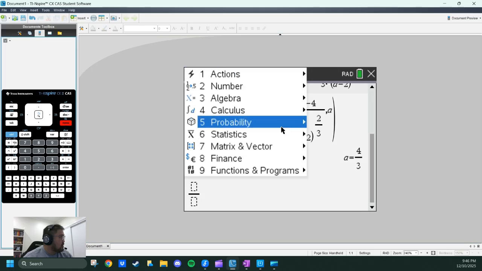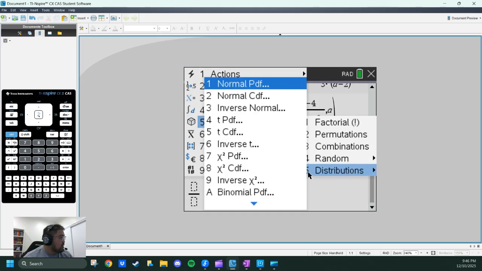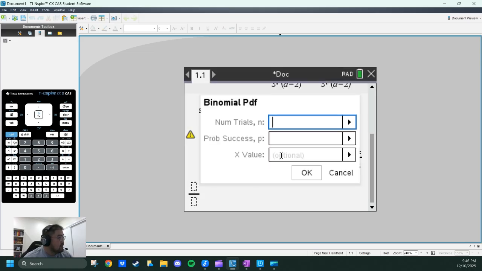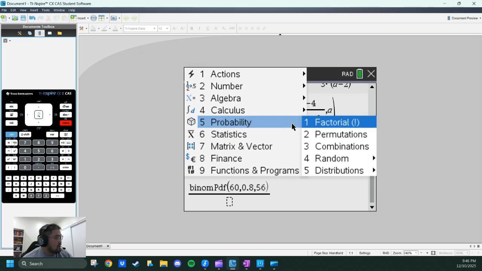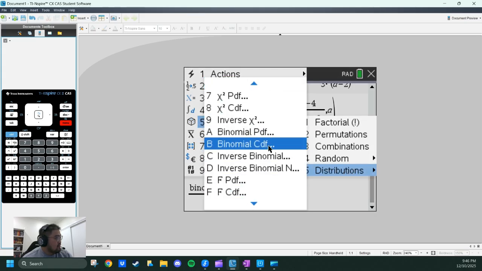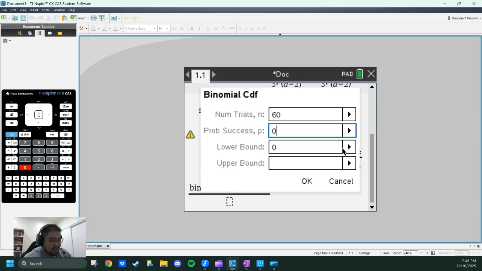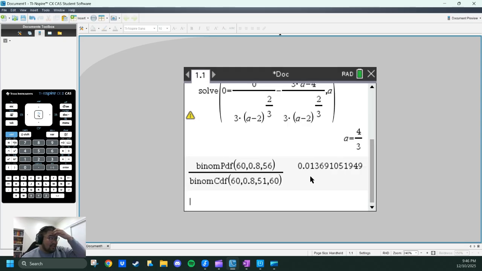Okay, this is menu, probability, distributions. We're going to use binom PDF for the first one. The number of trials is 60. The probability of success is 0.8. And the x value that we want exactly is 56. And the bottom will be probability, distributions, binom CDF, number of trials 60, probability of success 0.8. Lower bound is what we're going from, so 51 to 60. Now we don't want to put 50 because it's not inclusive. Okay, and we get the answer 0.0137.